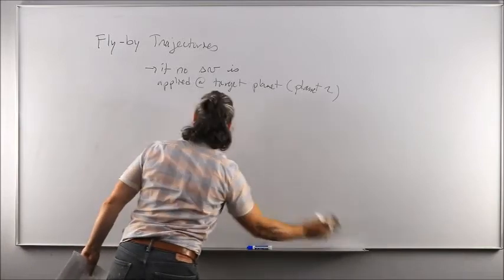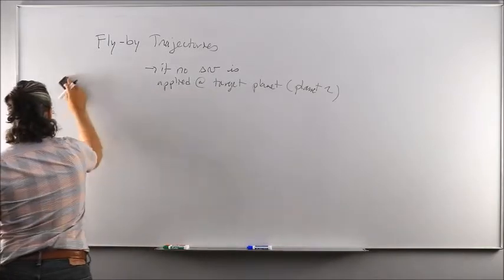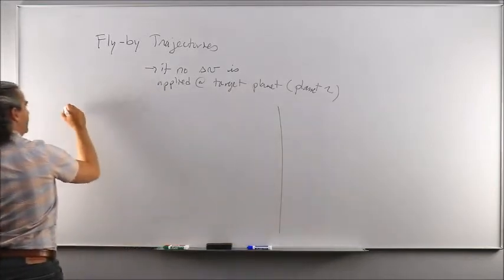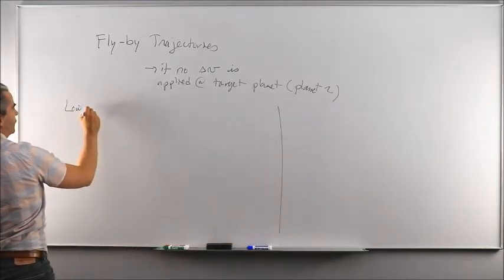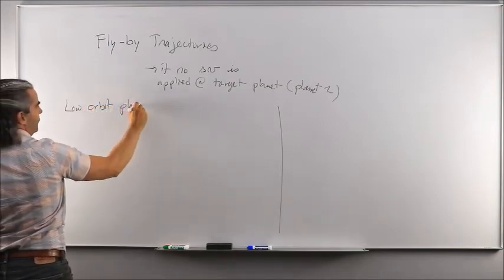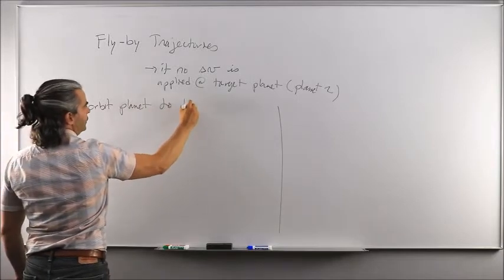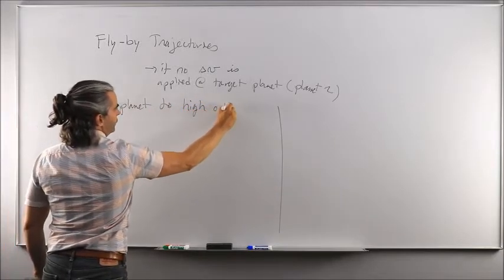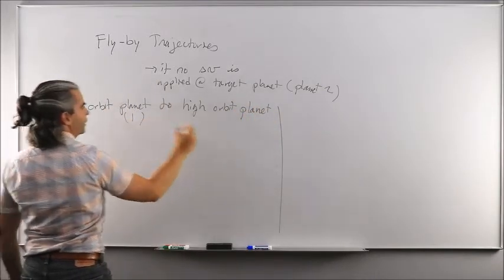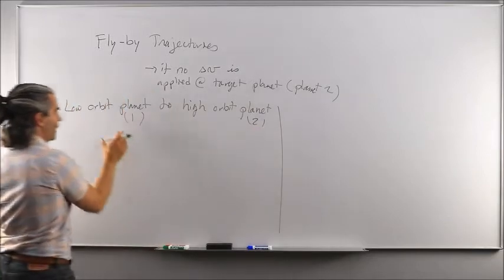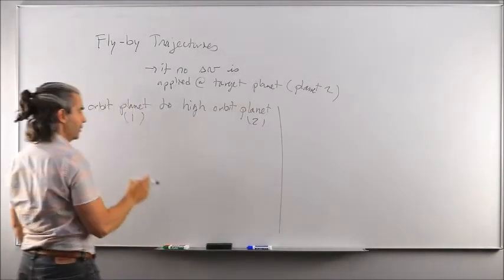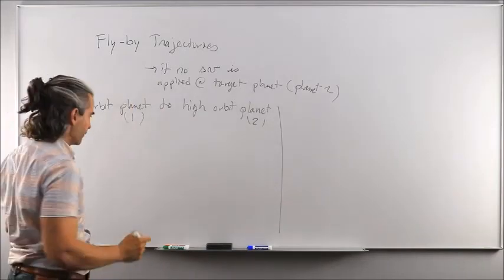If you go from a low orbit planet to a high orbit planet, right? This is planet 1, this is planet 2. You go from a planet closer to the sun to a planet further away from the sun. That would be your Earth-Mars typical situation.